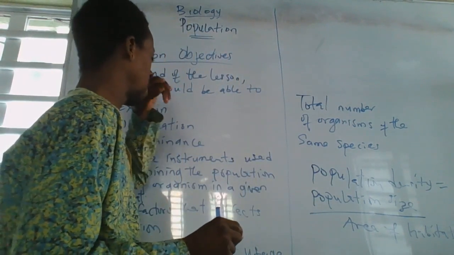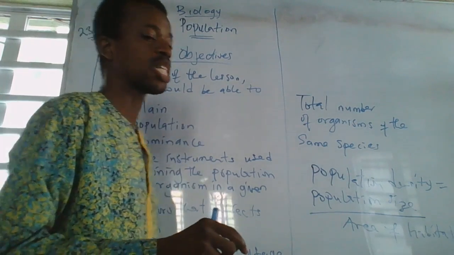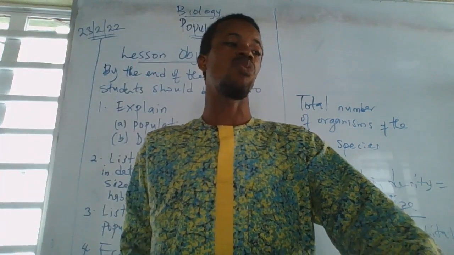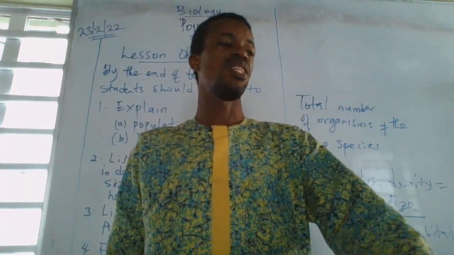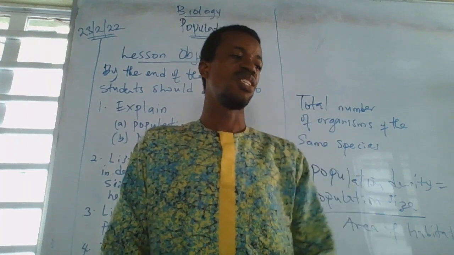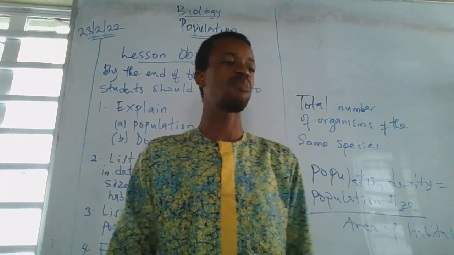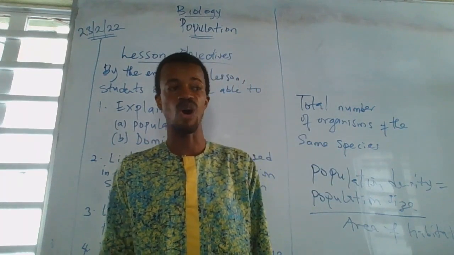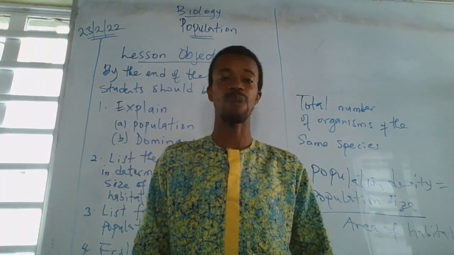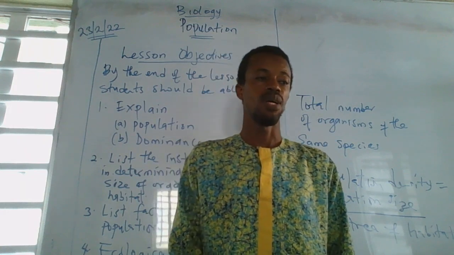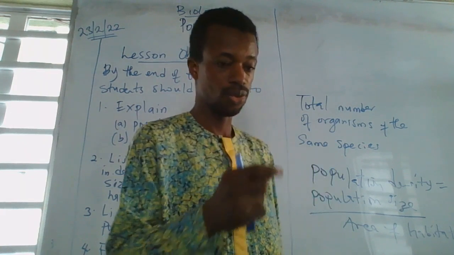As I said earlier on, what is population? Population can simply be defined as the number of organisms of the same species living together in a habitat or given area at a particular point in time. So that is the end of today's lecture.